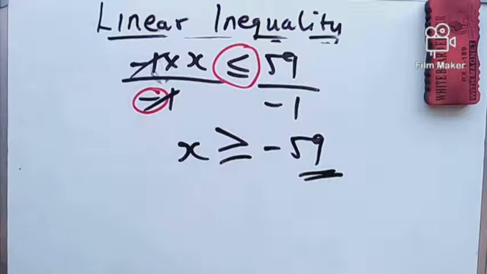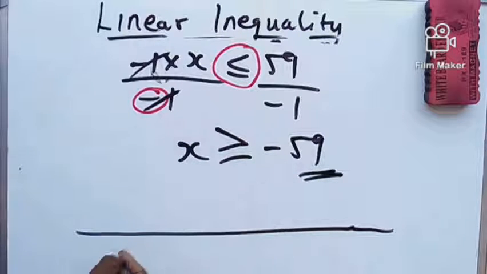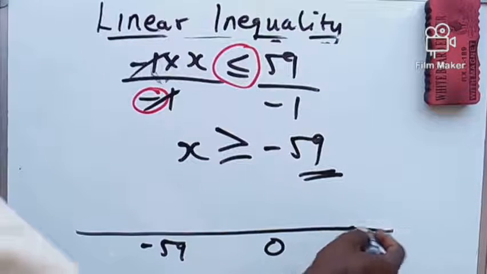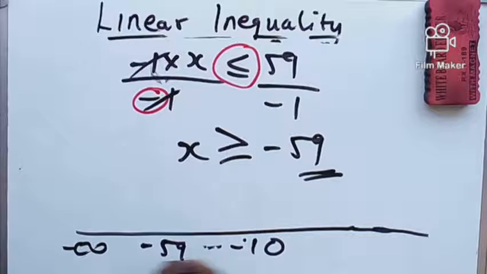So to represent this on a number line, you simply draw your line and then locate minus 59. Minus 59 should be around here. You have your 0, and this goes all the way to minus 1, and this is negative infinity.